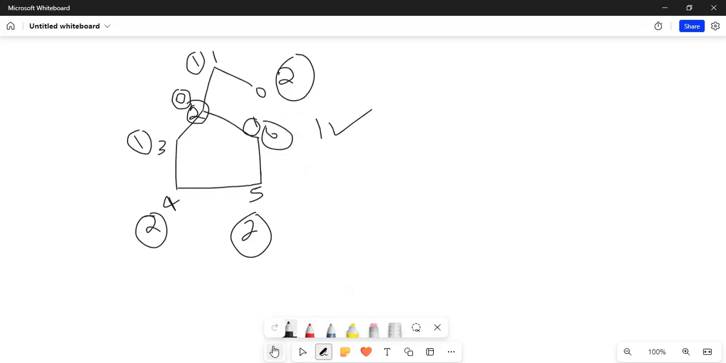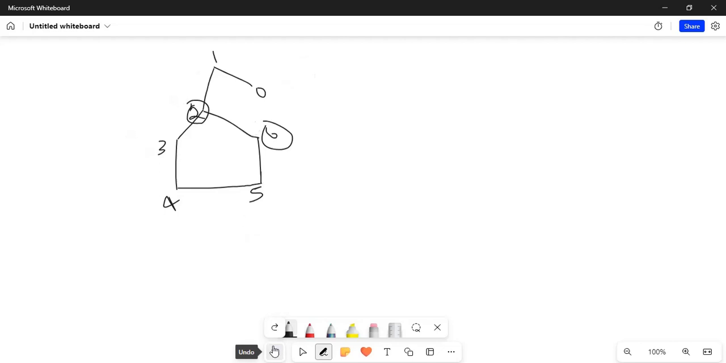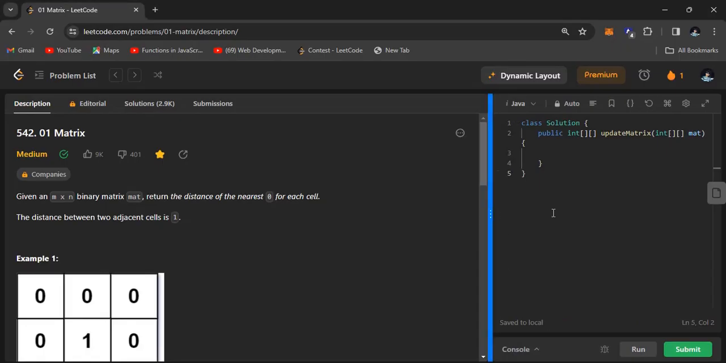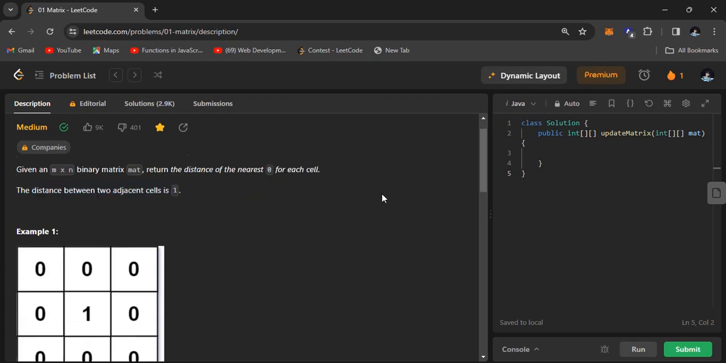Okay, so I think there will be some understanding about BFS. Why is BFS needed to solve this problem? Let's understand what the problem actually is. We are given an m cross n binary matrix. Return the distance of the nearest zero for each cell. The distance between two adjacent cells is 1. Two adjacent cells' distance is 1, and you have to return the distance of the nearest 0 for each cell.